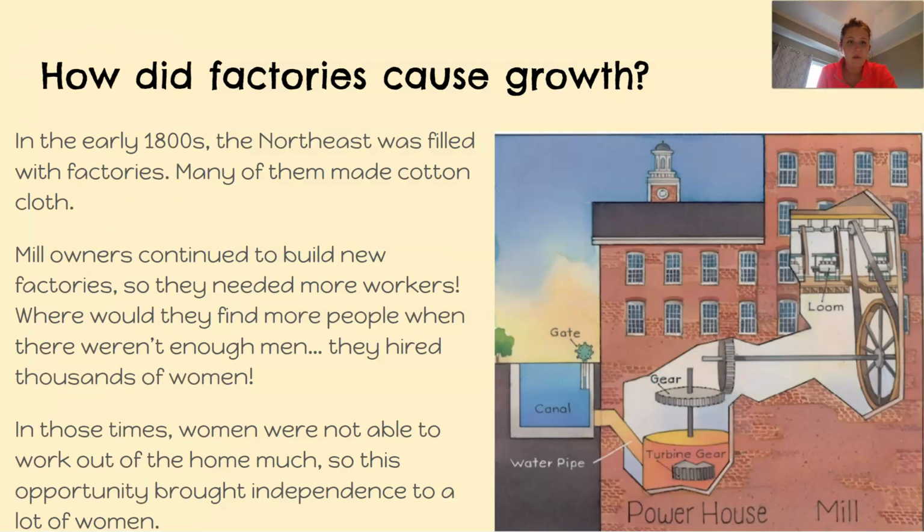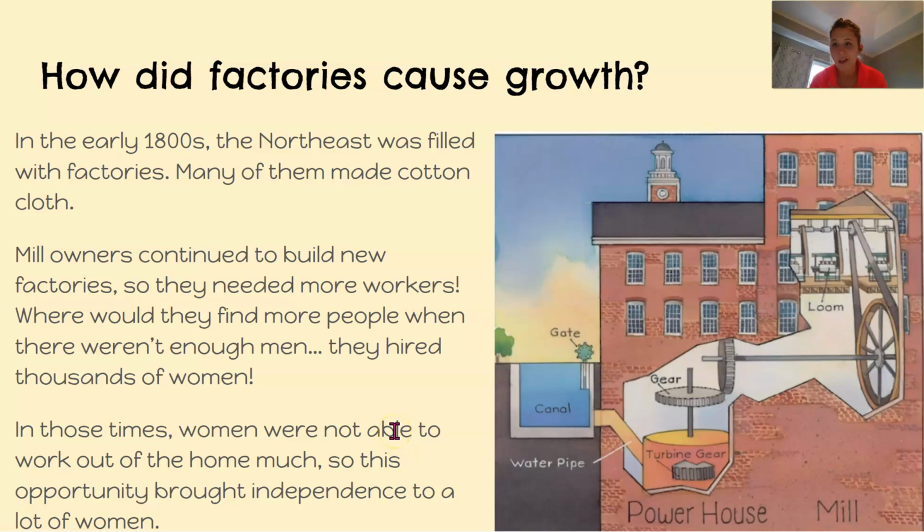Now, when I think about the population, I want to know what caused so many people to come to the Northeast region. We know that factories caused a lot of growth for the Northeast. Even way back in the early 1800s, the Northeast area was filled with factories, and many of them focused on making cotton cloth. Here you can see a picture of a mill, that's what they called them at that time, and how it worked. Mill owners would build new factories. They kept building and they needed more workers.